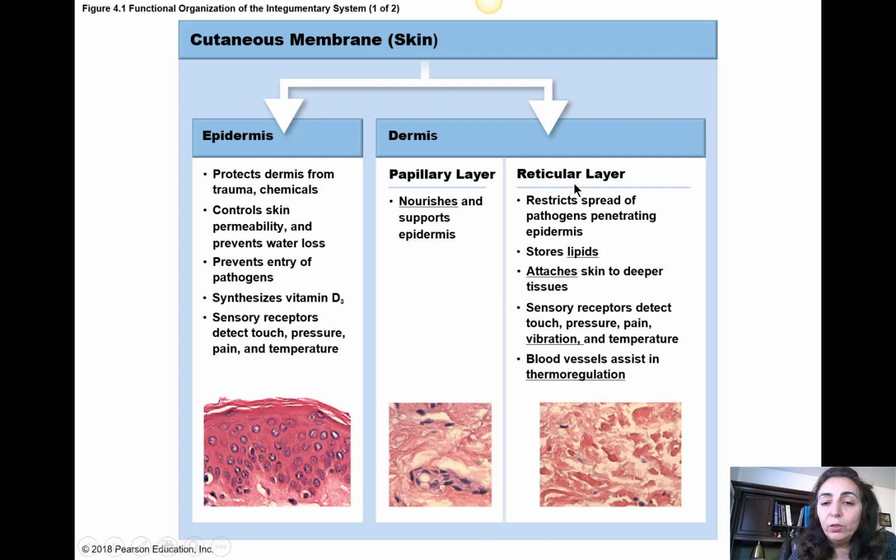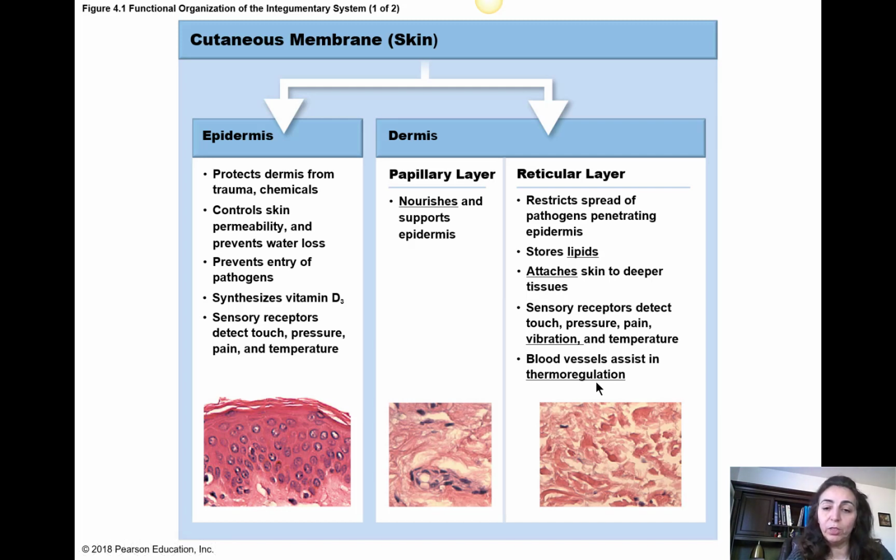What about the reticular layer? The reticular layer is a deeper layer in the dermis, and its function is to restrict the spread of pathogens penetrating from deep to the epidermis. It stores lipids, and attaches skin to the deeper tissues, and sensory receptors that detect touch, pressure, pain, vibration, and temperature are located here. So as you see, it's almost the same as the epidermis, just the vibration is more, as it is deeper. And blood vessels assist in thermoregulation.